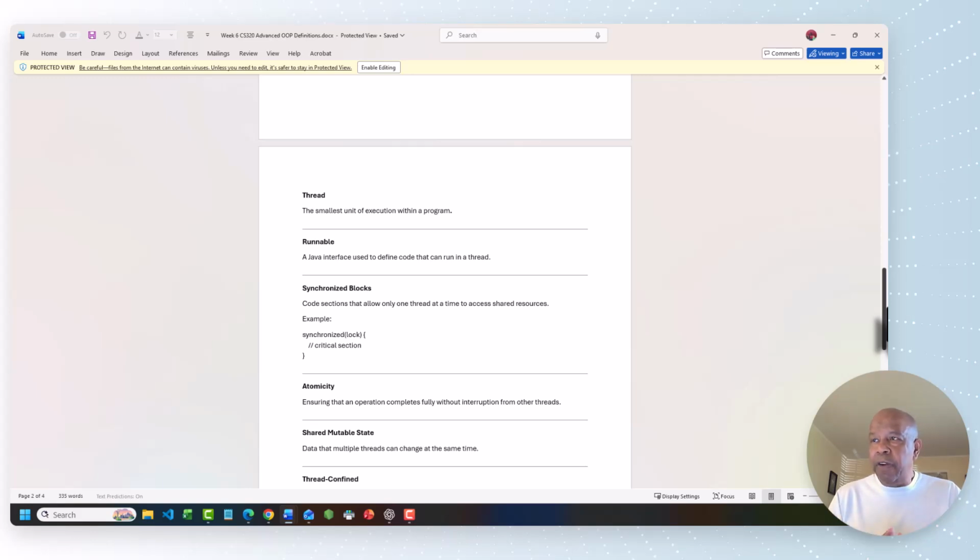Runnable is a Java interface used to define code that can run in a thread. Or Runnable, basically saying I can kick this off independently. Okay, that is another definition for Runnable. Synchronized blocks, code sections that allow only one thread at a time to access our shared resources. Here's an example. We'll be doing a deep dive into this shortly.